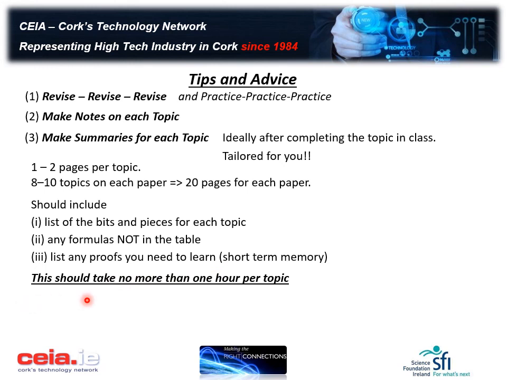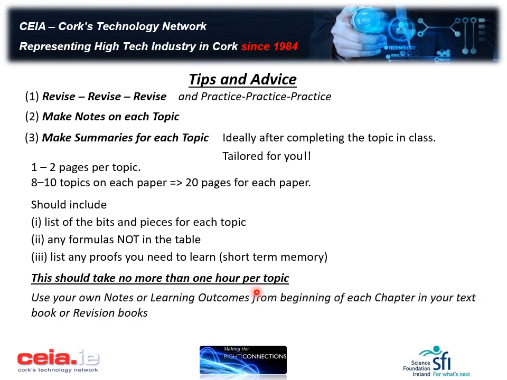It should take no more than 1 hour to create this summary for each topic, so it's not a lot of time. Again, there's only like 8 to 10 topics for each paper, so at the end of each topic, spend that hour. It can be difficult enough, but spend that hour, make the summary, and put in the time. It is worth it. You can use things like your own notes as a source of the information for your summary, or often textbooks would have at the beginning of the chapter a list of the learning outcomes. So that should agree with your summary. In other words, everything that's in the learning outcomes should be in your summary.